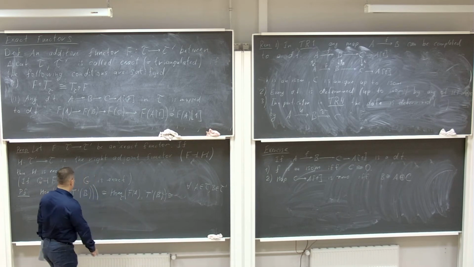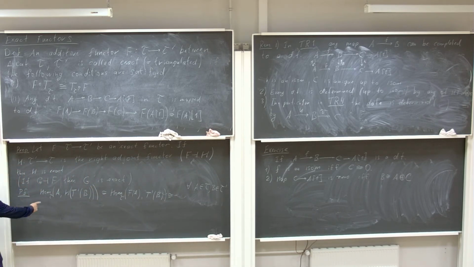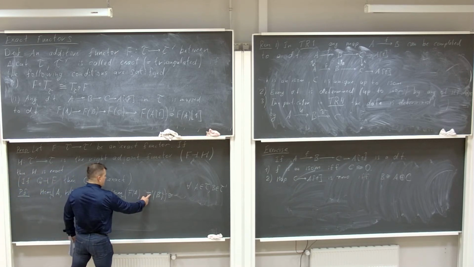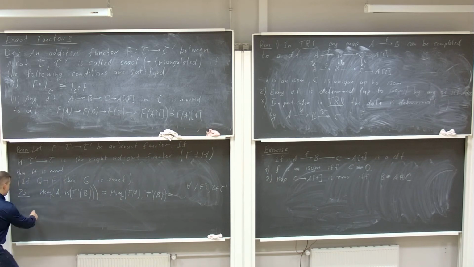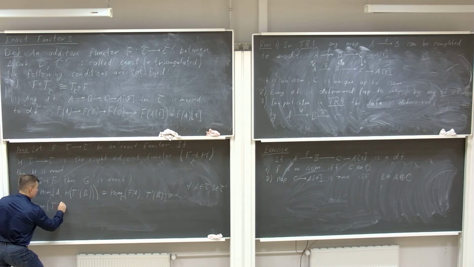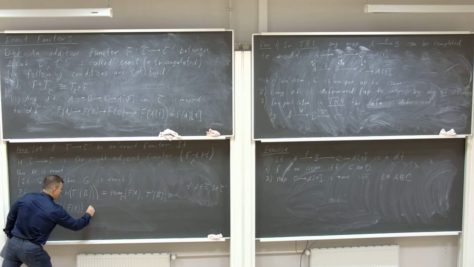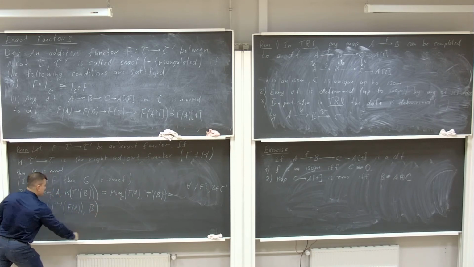I'm not going to write the subscripts later, so if you want, you can figure out in which category I am computing the Hom. So this is the first isomorphism. Now I want to move this T prime also from the right to the left. And I claim this is the following. This is the Hom, now I have T prime inverse applied to F of A, and the second argument is now just B.